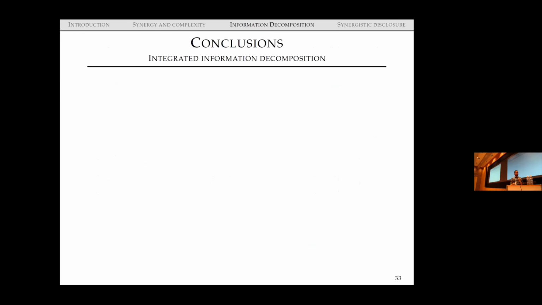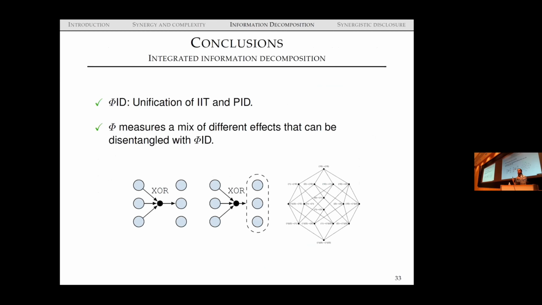Okay. Good. So as an interim conclusion from this part: one, we proposed this phi-ID as a unification of IIT and PID, and two, phi measures a mix of different effects that can be disentangled with phi-ID. Okay. Question? Yes. So you basically say that there is no reason to invent one unique phi which integrates everything, and we should look at different things depending on what we want to see? Yeah, basically.